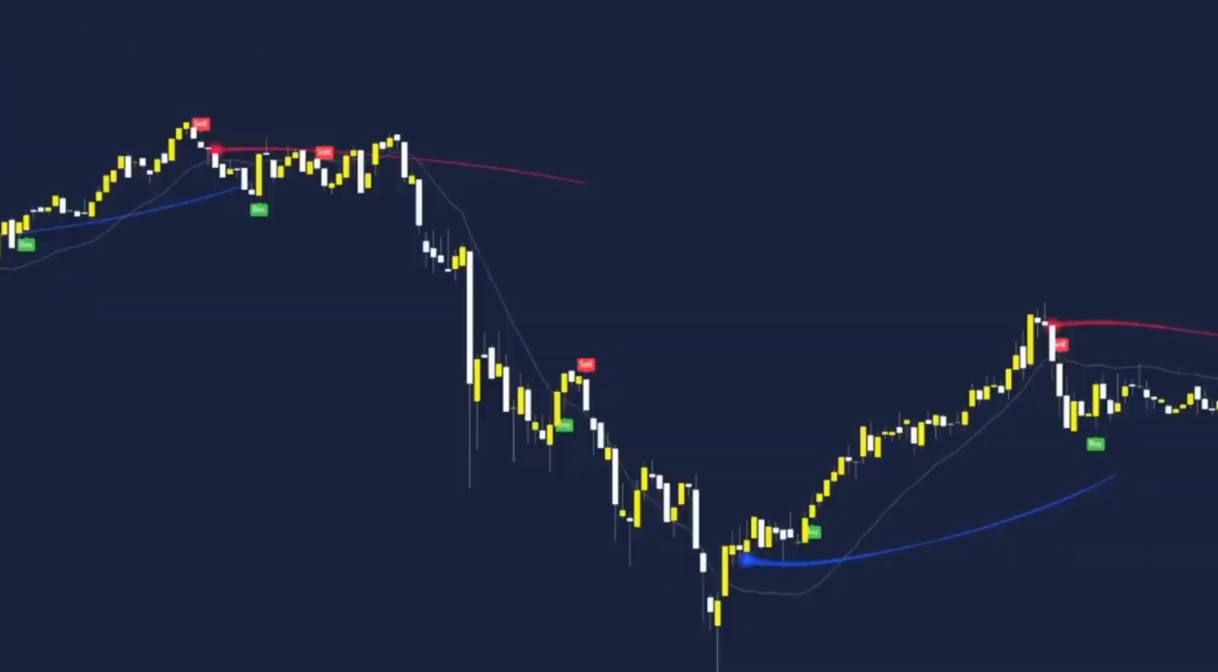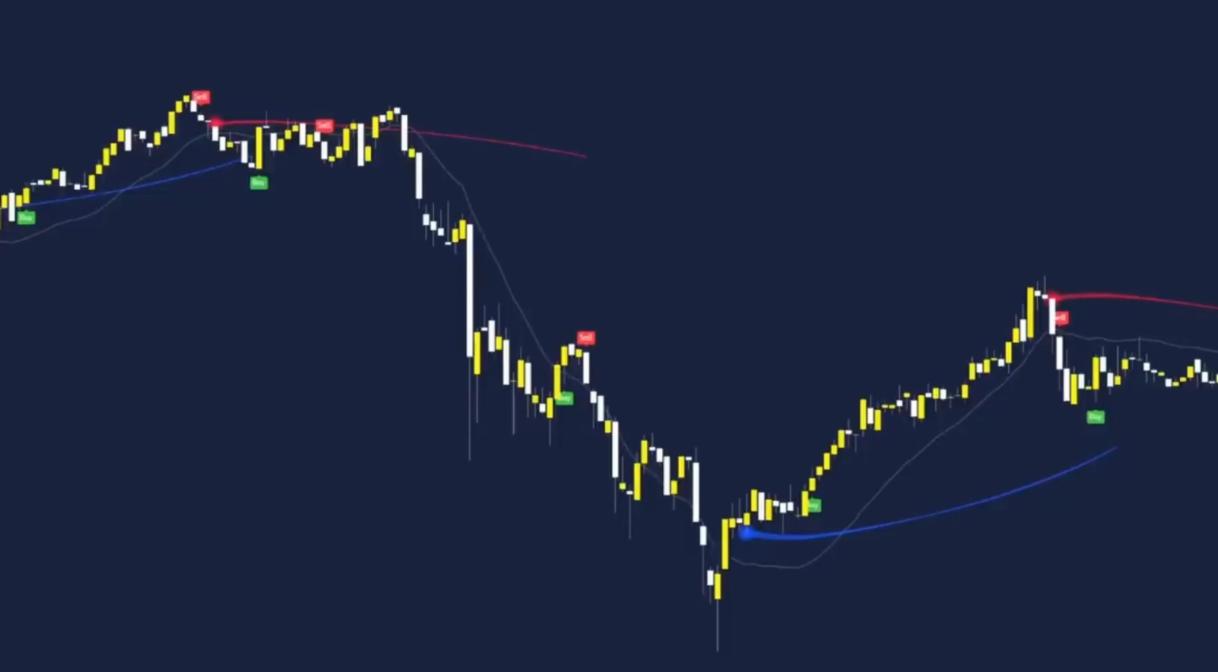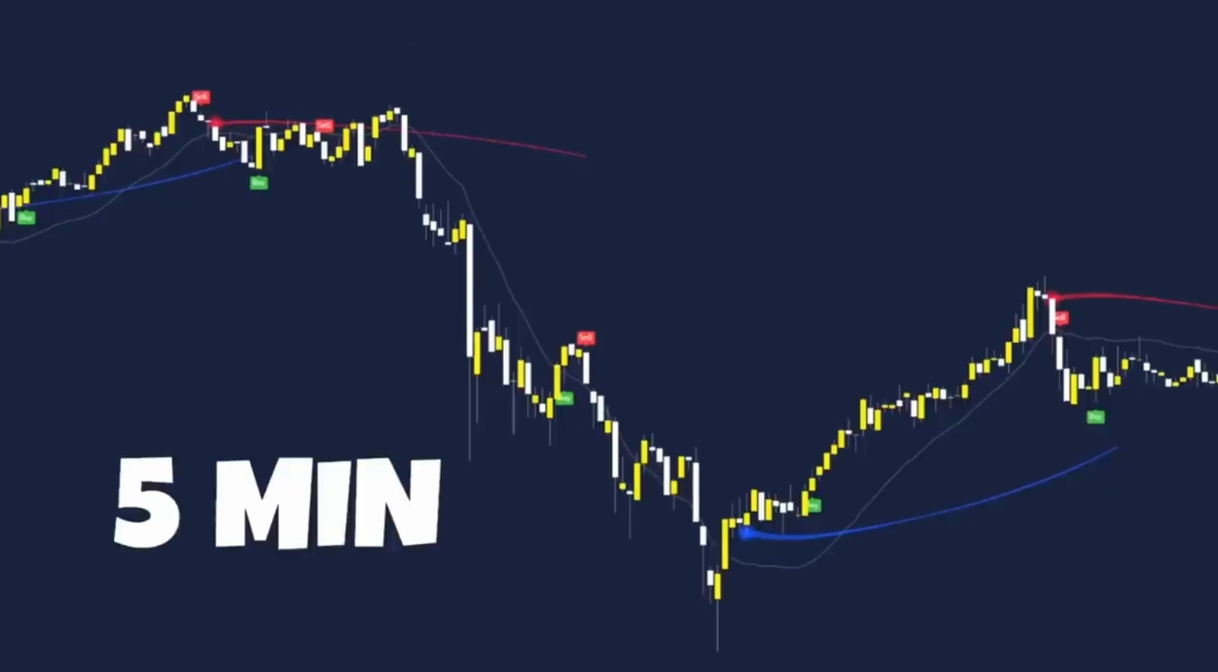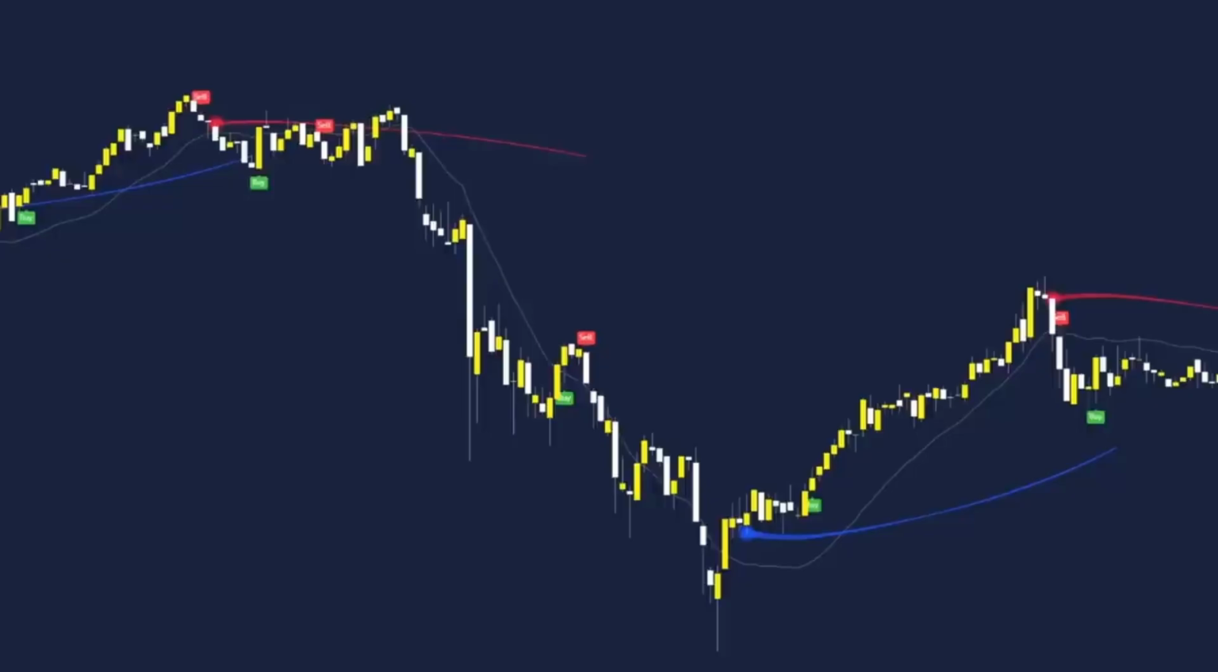Okay, so there is a couple rules for trading this strategy. The first rule, of course, is that we want to focus on trading during main sessions. For this strategy, I am trading the 5-minute chart on Bitcoin USD. So naturally, we'll be focusing on the New York session. Trading the US session will mean we have the most volume and the most liquidity to be able to catch the best possible trends when trading.